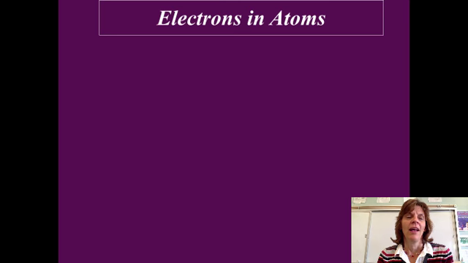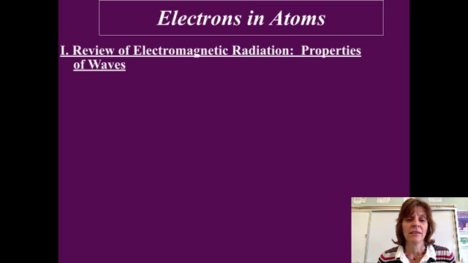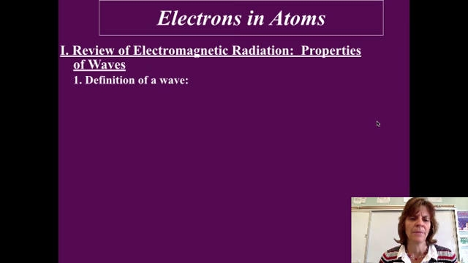Welcome to Atomic Structure Part 2, all about the electrons in the atoms and how we believe they're structured. In order to talk about electrons, we have to talk about electromagnetic radiation, because the big source of evidence for the model of the electron structure is light data. So let's talk a little bit about some vocabulary.